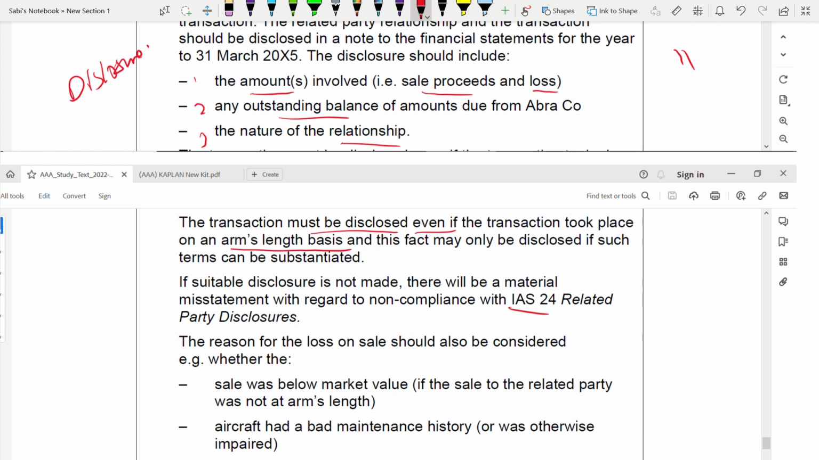Why? Because I told you, the nature of the transaction is such that they are material. Related party by nature, they are material. So you have to disclose them. And even IAS 24 says that, according to the rule of IAS 24. Because if you are not complying, if you are not disclosing, then there's a material misstatement. You are not complying with IAS 24.